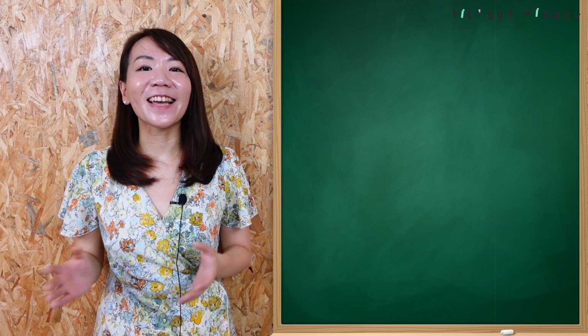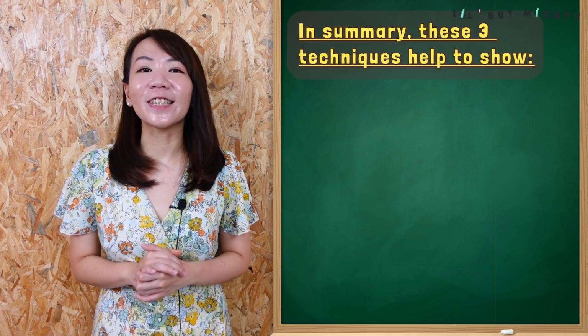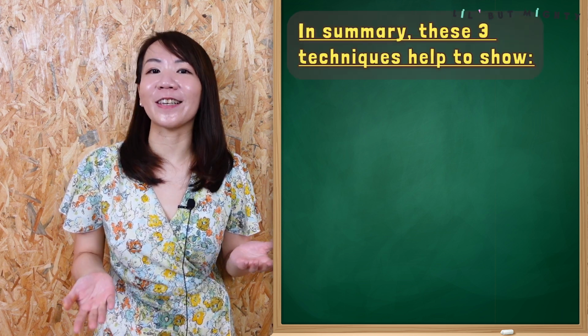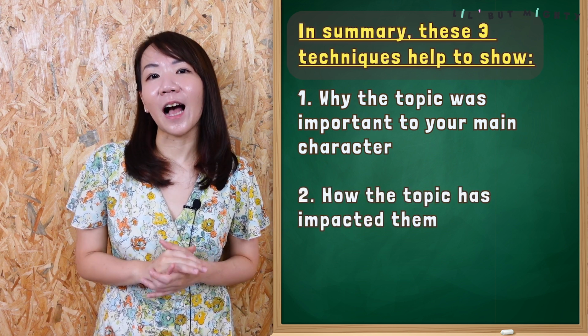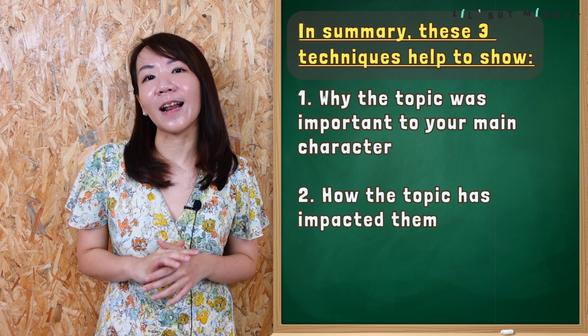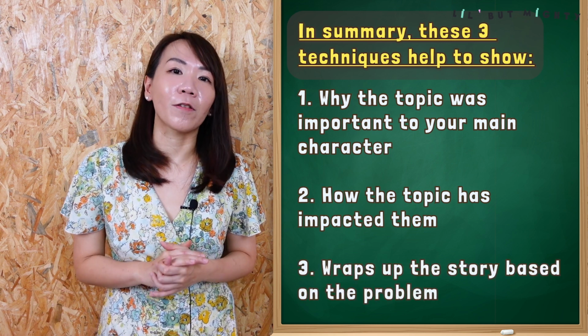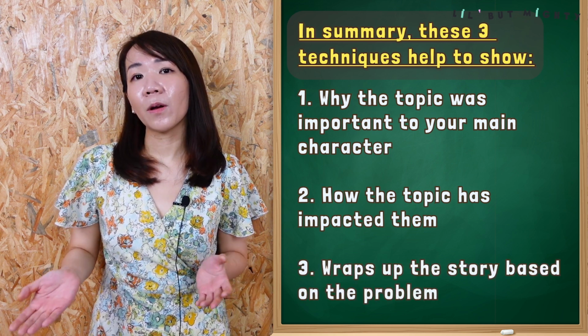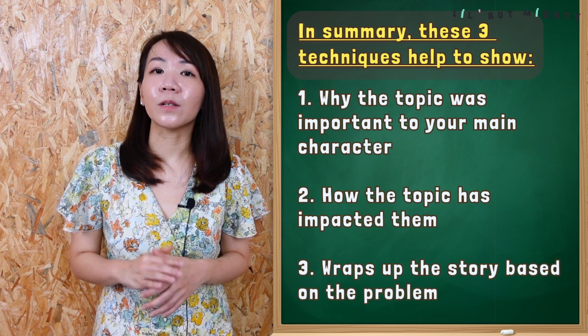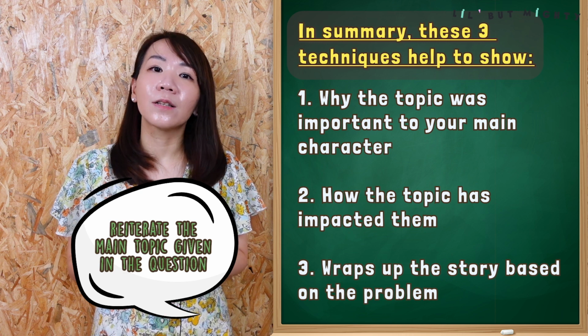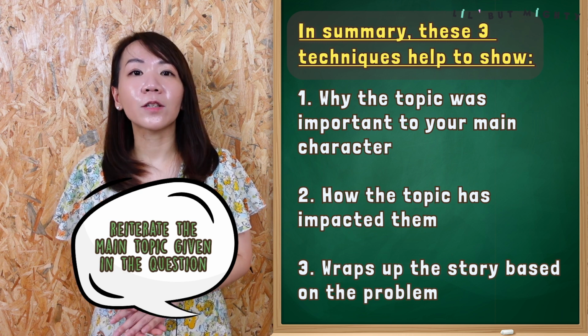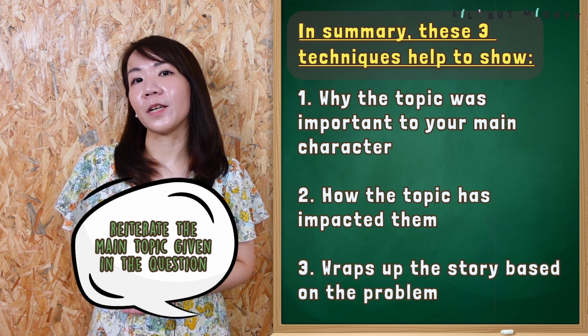I hope you found these techniques useful. In summary, these 3 techniques help to show, firstly, why the topic was important to your main character, secondly, how the topic impacted them, and lastly, wraps up the story of the problem nicely. Remember, whichever technique you decide to choose, it's always important to reiterate the topic in your conclusion. This will help to show the examiner that you've tried to address the topic and thought deeply about it.